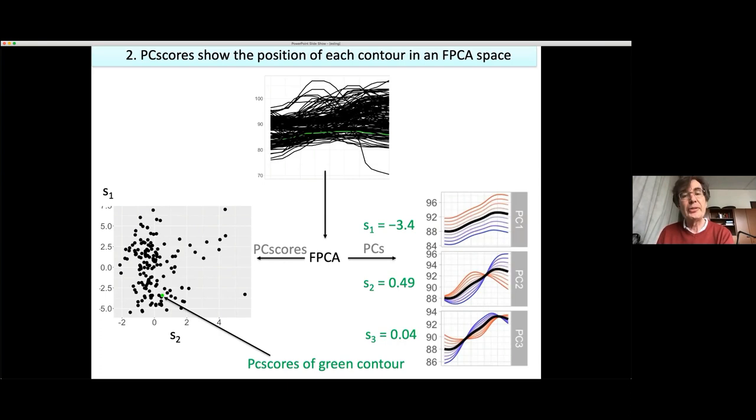As I said, what FPCA does then is it will turn each of these contours into a point here in an FPCA space, so that this green contour here is actually this point here in the S1, S2 space. These then are weightings on these PCs, so it says that this green contour is at -3.4, which will be down here somewhere. This means that it is near the mean and slightly above it, and this means that it is very much at the mean.